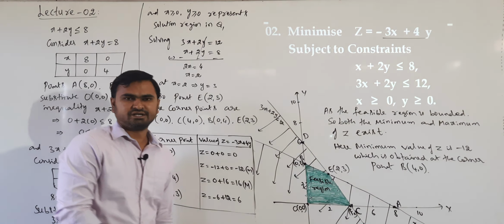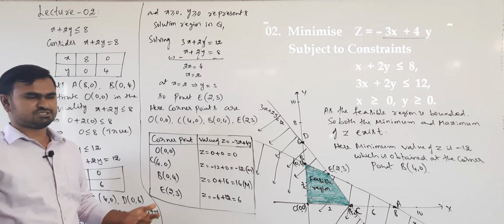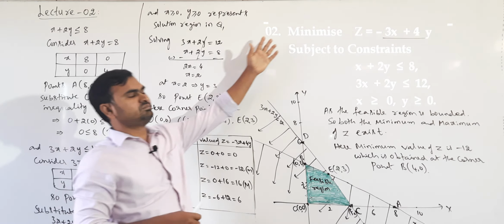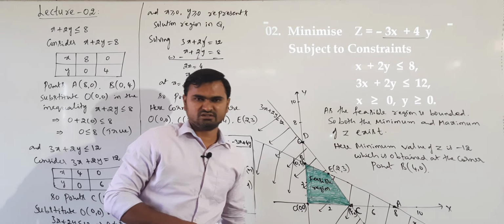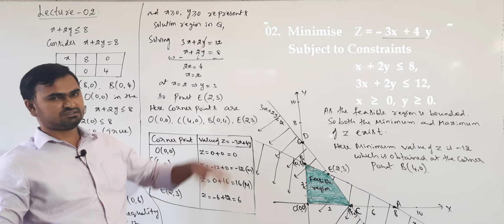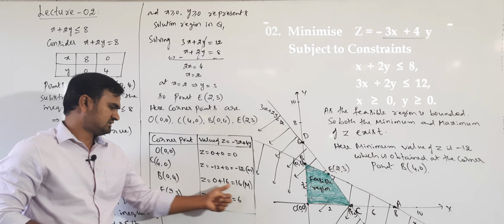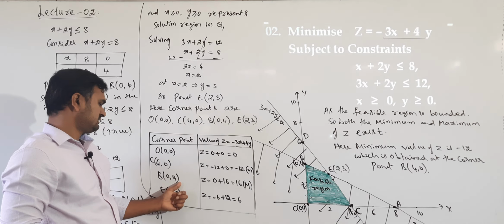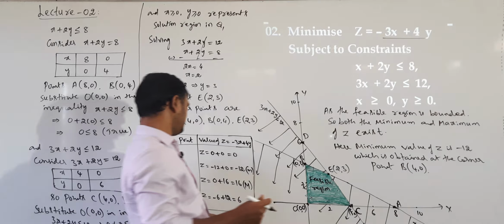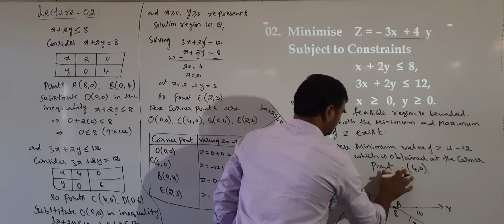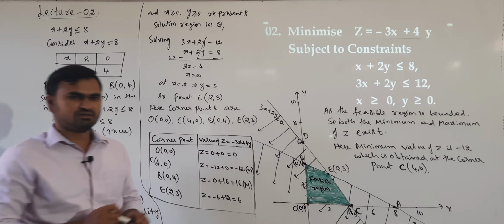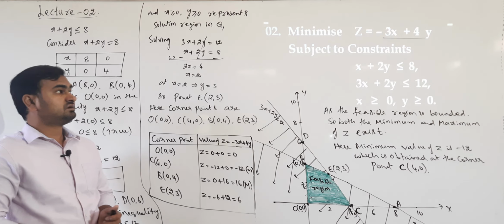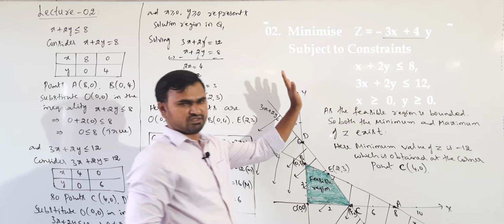So, this much we have to write as the solution, understand? Here they are asking only to minimize z, so the minimum value of z is minus 12. If they were asking to maximize z, the maximum value is 16, obtained at the corner point 0, 4. Here 4, 0 is C. So, this is the method of solving a given linear programming problem.